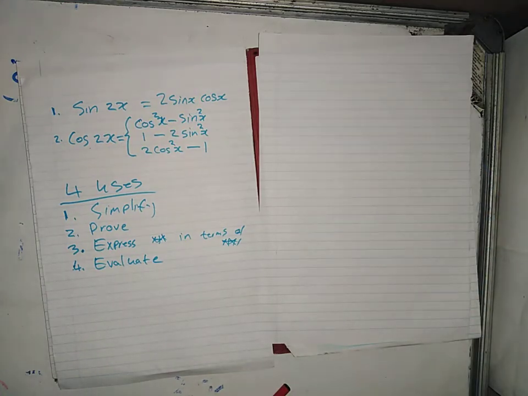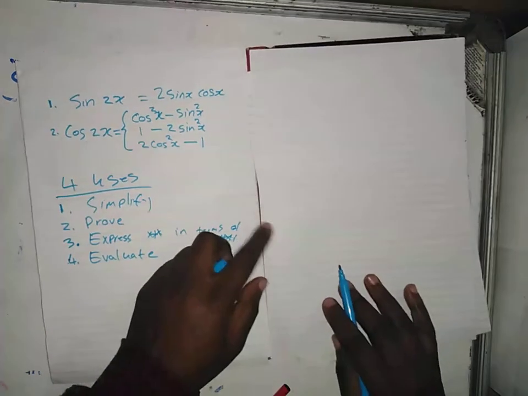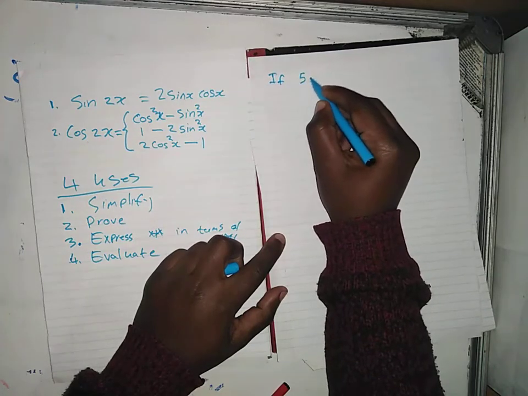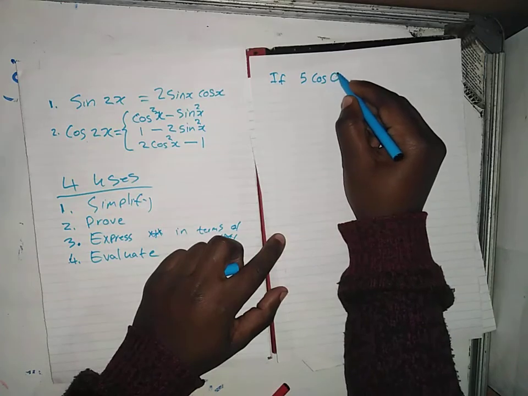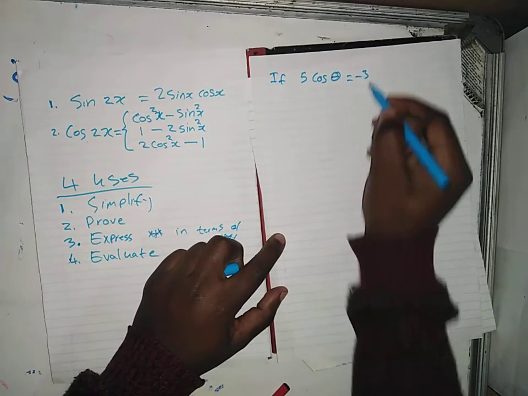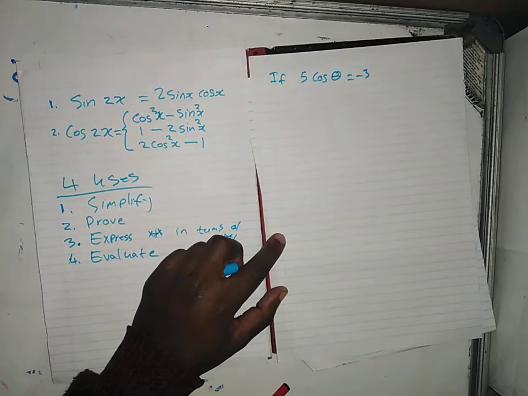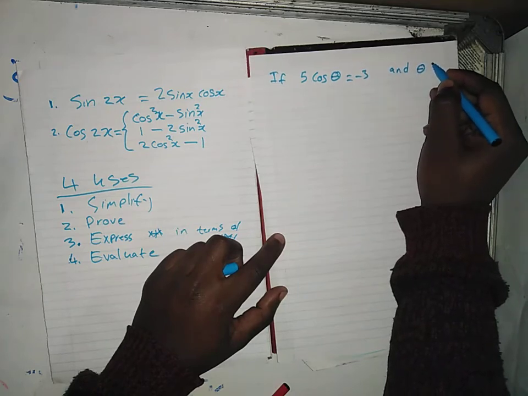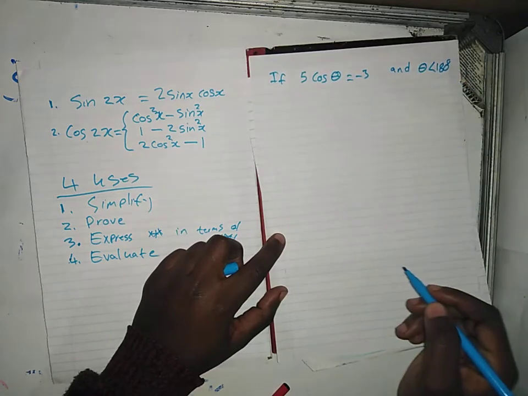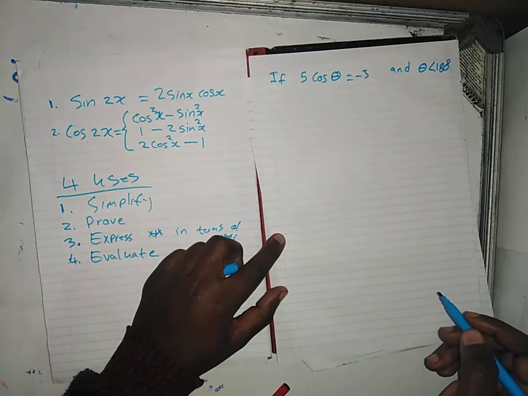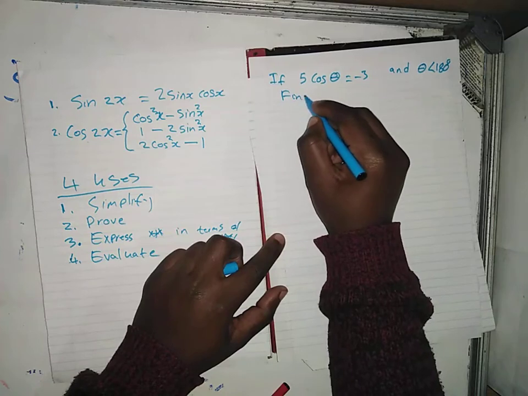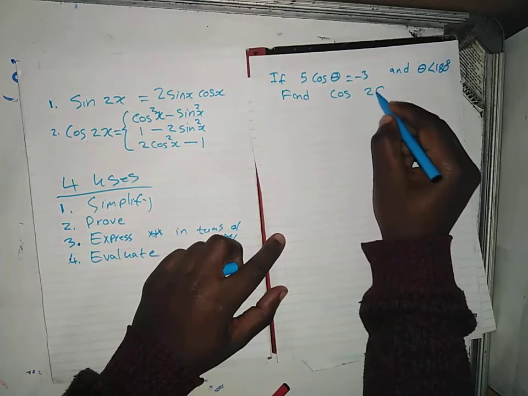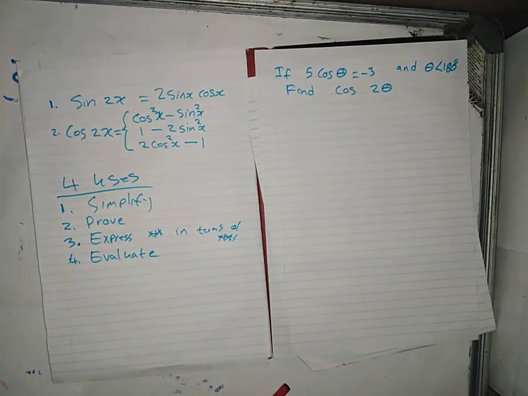Let's take another example, a very interesting one. Let's say they say to you, if 5 cos theta is equal to minus 3, and theta is less than 180 degrees, and then they say find cos 2 theta.